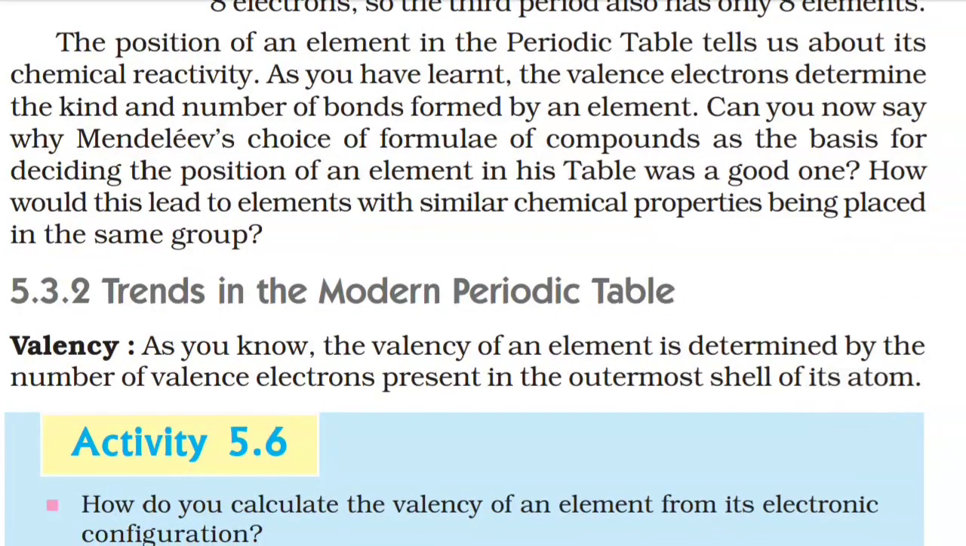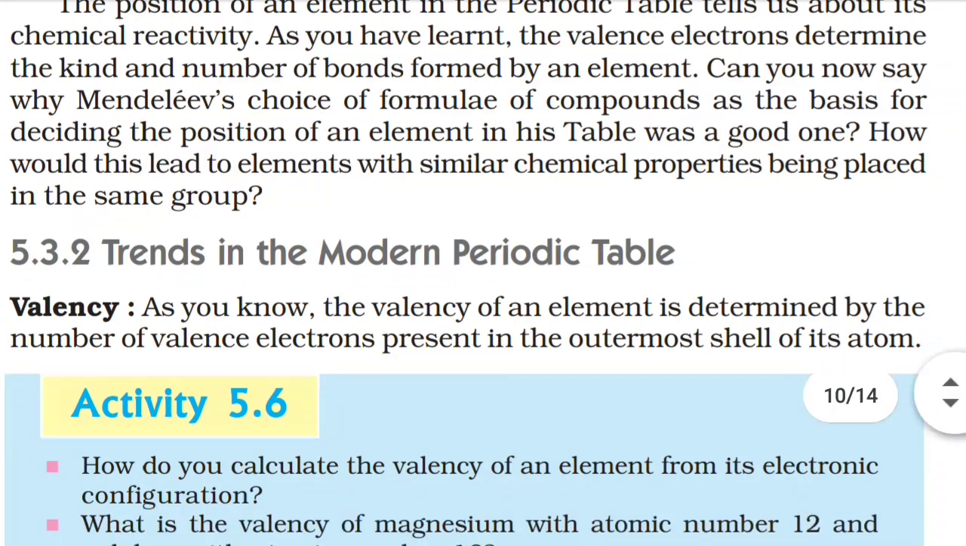The position of an element in the periodic table tells us about its chemical reactivity. As you have learnt, the valence electrons determine the kind and number of bonds formed by an element. Can you now say why Mendeleev's choice of formulae of compounds as the basis for deciding the position of an element in his table was a good one? How would this lead to elements with similar chemical properties being placed in the same group?